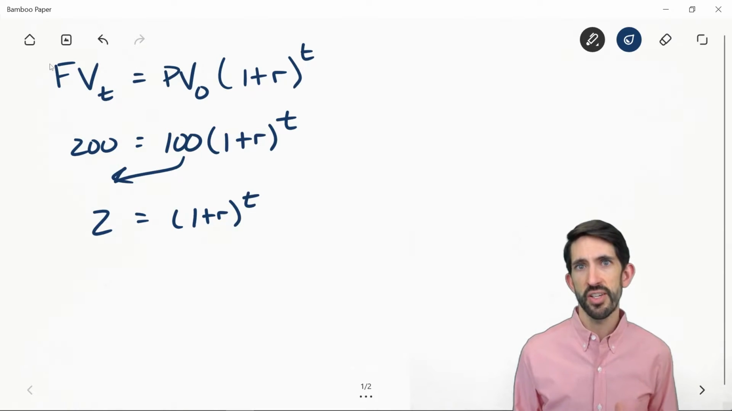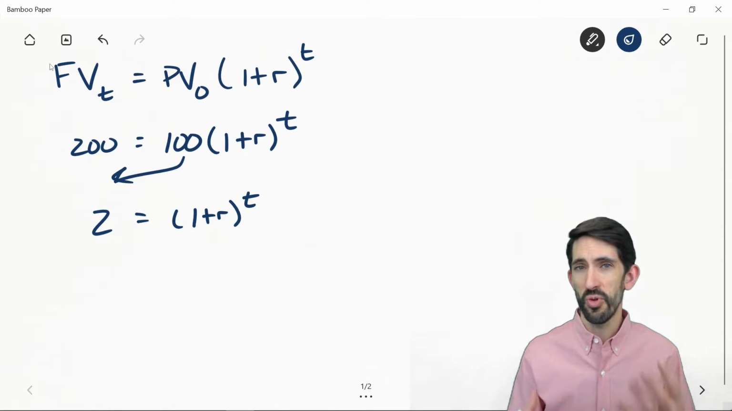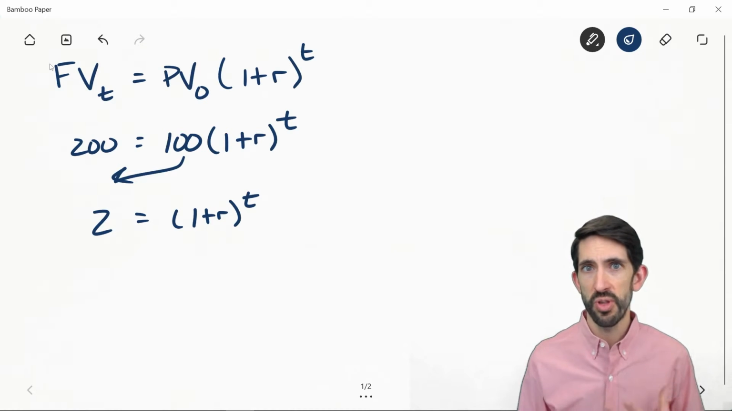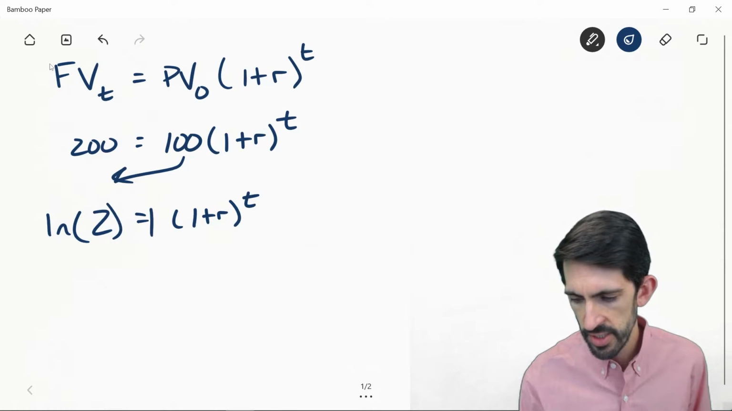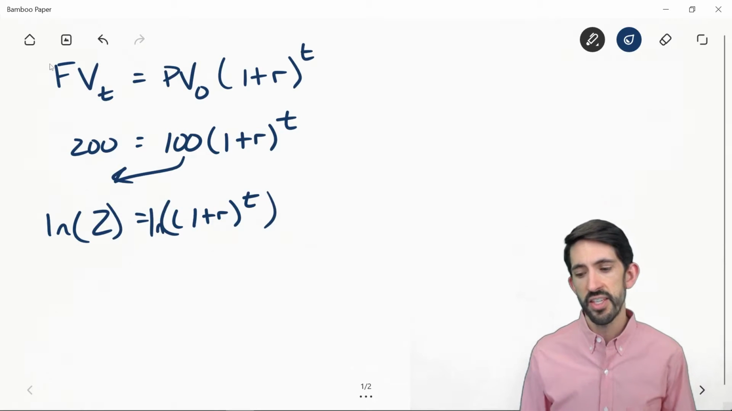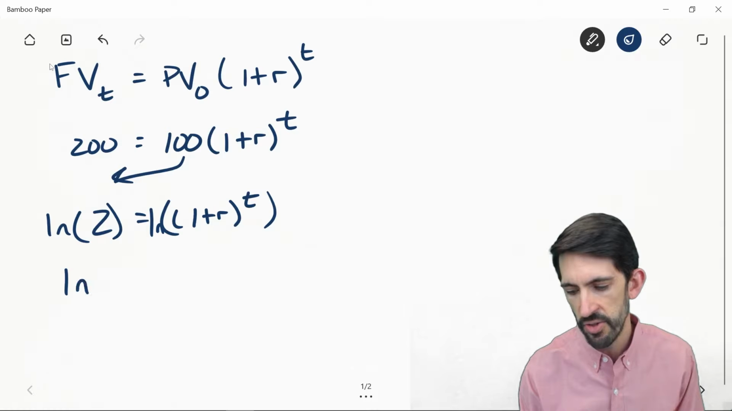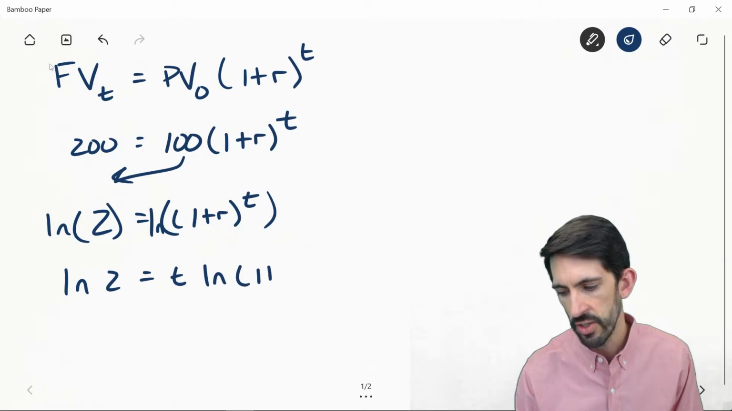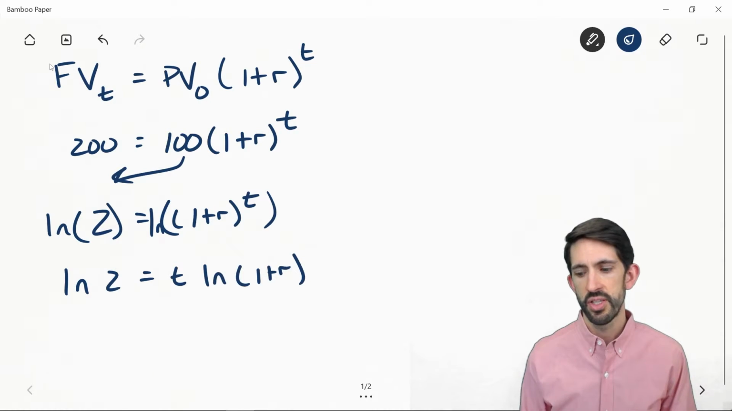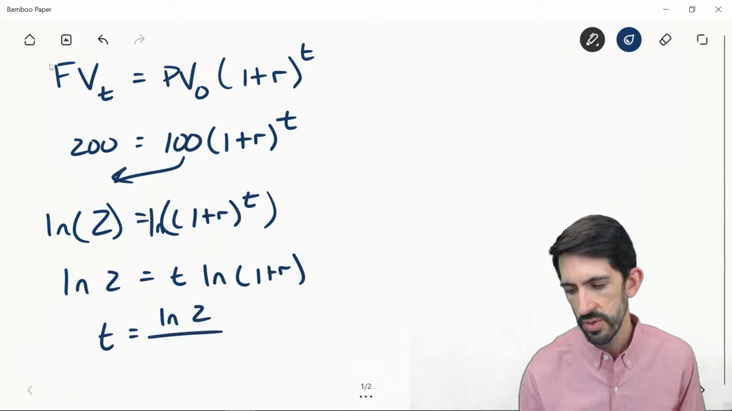Now the big trick here is we have to use logs to be able to get that t down lower so we can use some more algebra on it. So the way we do that is we're going to use logs or natural logs. So we can take the natural log of both sides. And in this process, we can now pull that t out in front. So we can now say that the natural log of 2 is equal to t times the natural log of 1 plus r. So our final step then is to say t is equal to the natural log of 2 over the natural log of 1 plus r.